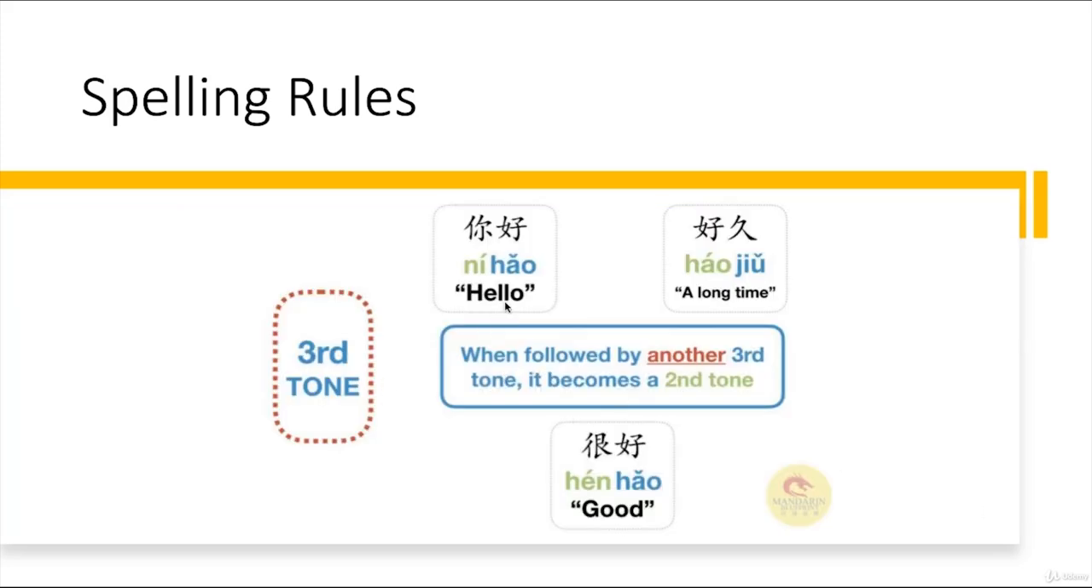Third tone changes. When a third tone is followed by another third tone, the first third tone becomes a second tone. For example, 你好. Originally, it should be 你好. 好久. Originally, it should be 好久. 很好. Originally, it should be 很好.